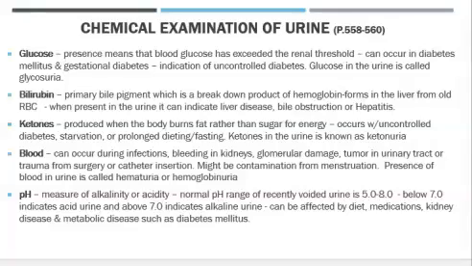Ketones in the urine is called ketonuria. Next, there's a test pad on the indicator strip to test for blood.